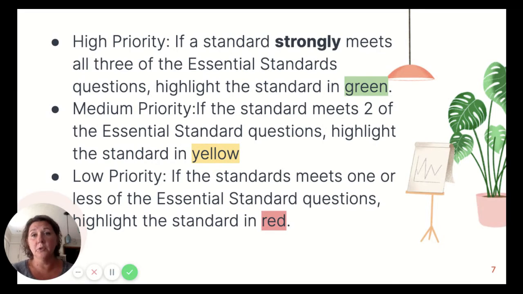When you are answering those questions, you are going to determine if a standard is high priority, medium priority, or low priority. So if a standard strongly meets all 3 of the essential standards questions, you're going to highlight it in the map in green. If the standard meets 2 of the essential standard questions, you're going to highlight the standard in yellow. And if it meets 1 or fewer of the essential standard questions, you're going to highlight the standard in red.